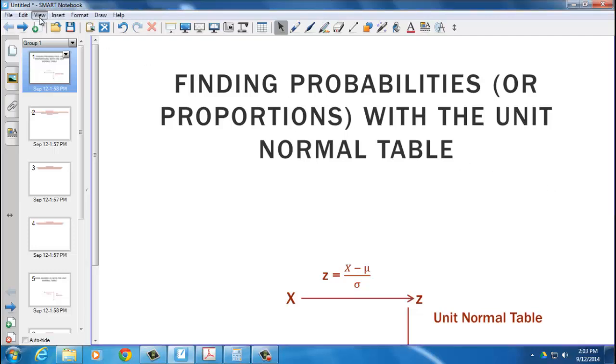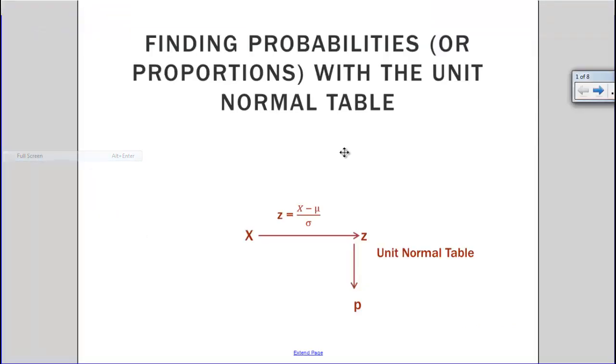So now you get to see how to figure out probabilities or proportions. Remember, those two terms are used interchangeably. So to find probabilities or proportions with the unit normal table, these examples are going to show you how you go from x to a probability.